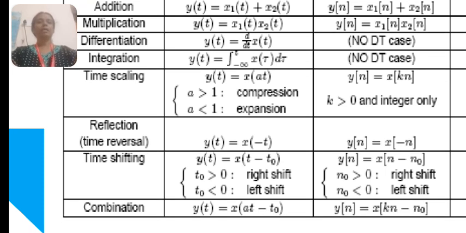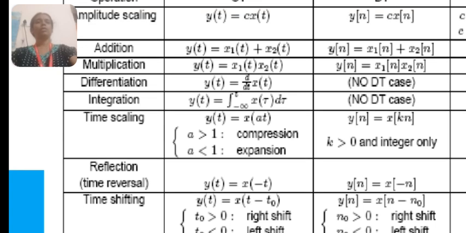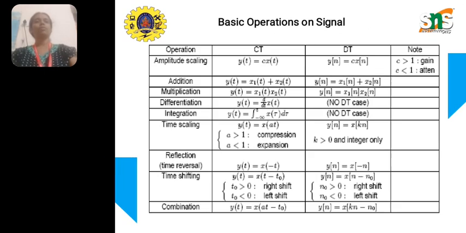See here, in this given example, y of t is equal to x of at minus t naught. So here in this expression we can observe there is a scaling in the t-axis and also shifting. Both have been done here, time shifting along with time scaling. So this is about the basic operation of signal.